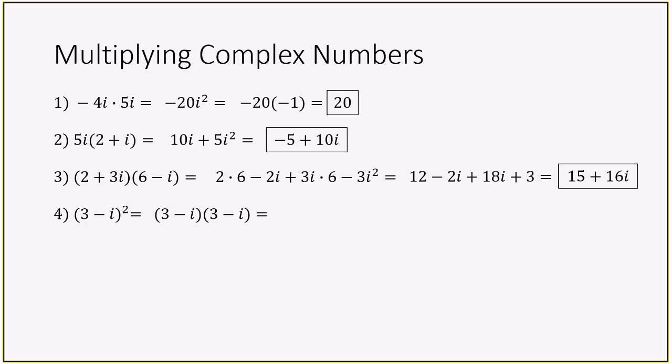And then again, I FOIL. 3 times 3 is 9. 3 times -I is -3i. -I times 3 is -3i. And -I times -I gets you positive.